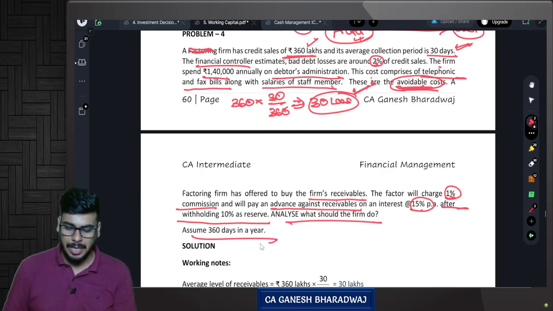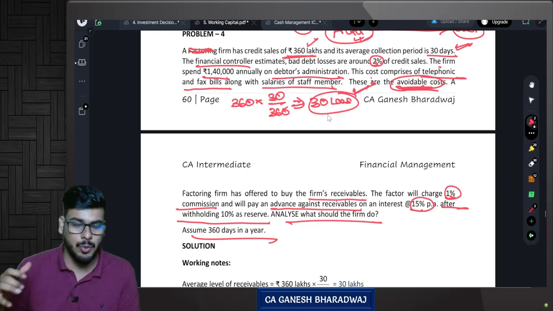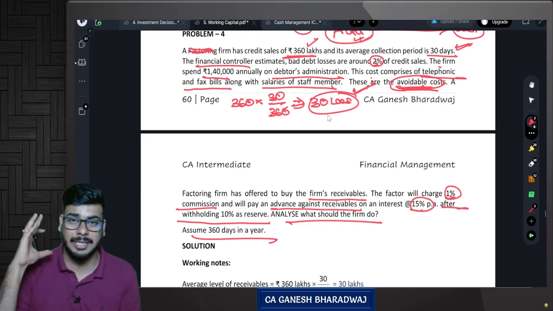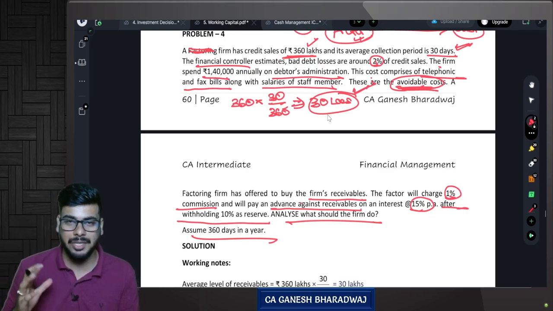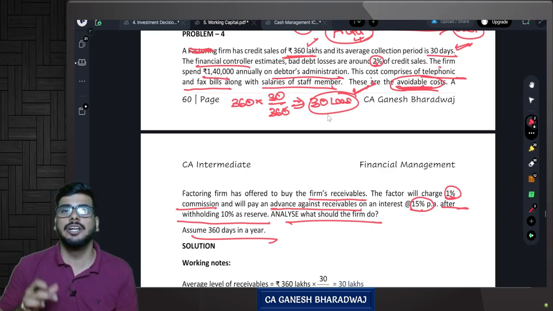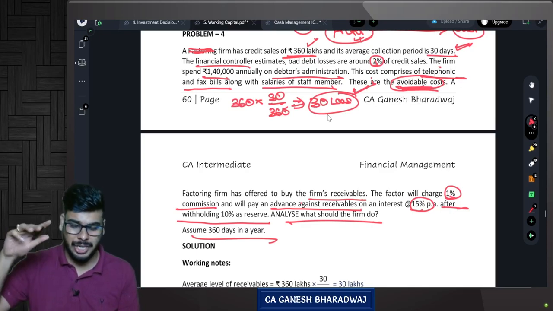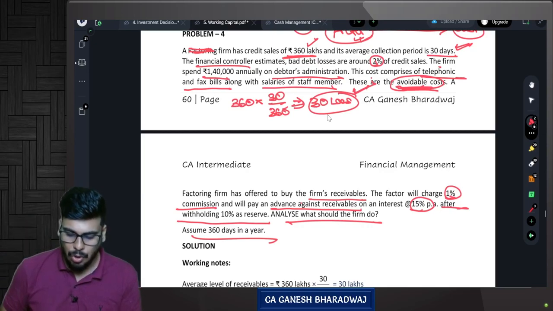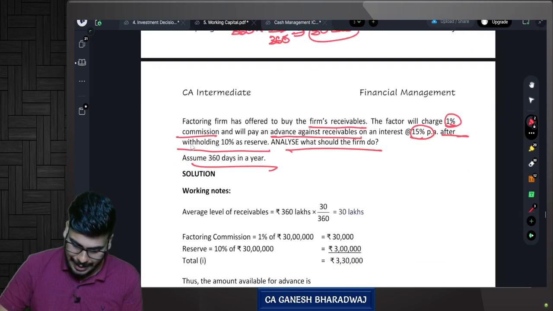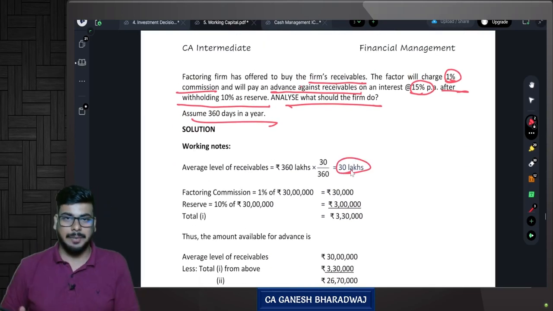Now, this is a very, very beautiful calculation. Time and again, students make a mistake here. Maybe this can come for a 5-mark question. The other areas in receivables management are fairly simple and straightforward. This is the place where generally students find it difficult. And I think this is the only question given in your illustration regarding factoring. So please pay attention to this. Now, what they are saying is, first, what is my debtors value? My debtors value is 30 lakhs, correct?